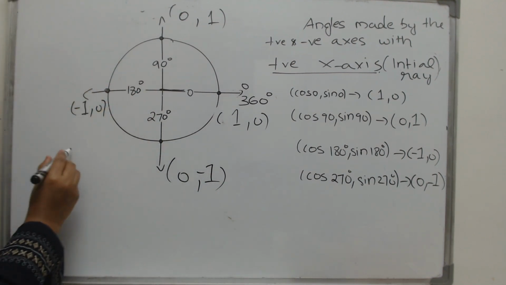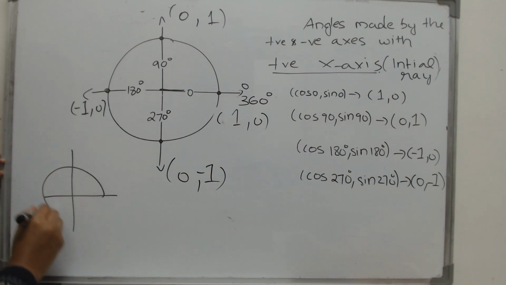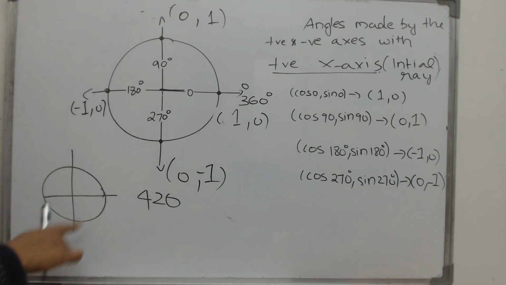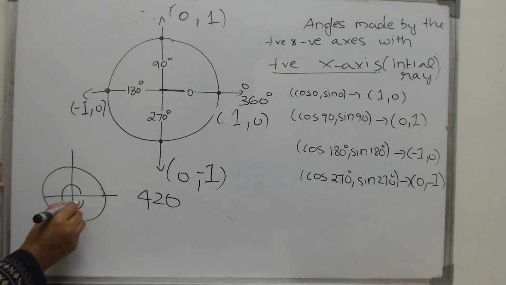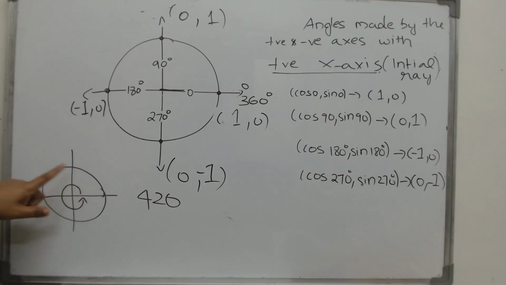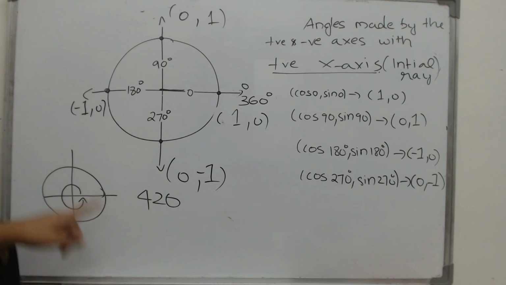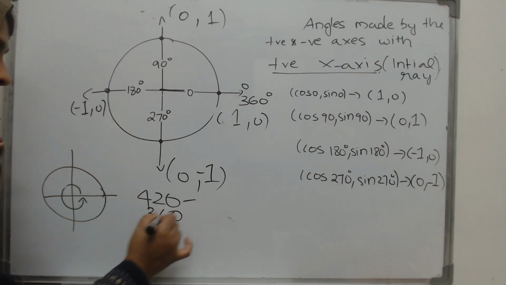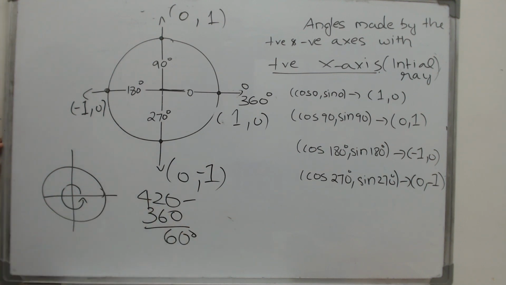For example, now if I have to mark, say, 420 in the unit circle, how will I do that? Here one journey is finished. It has finished 360, right? So what will I do with 420? How will I represent this? Just subtract 360. So what will you get? 60 degrees, right?